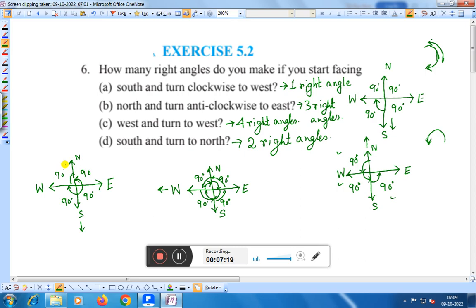That means for the question how many right angles do you make if you start facing south and turn clockwise to west, that is 1 right angle. Facing north and turn anti-clockwise to east, that is 3 right angles. West and turn to west, 4 right angles. And south and turn to north, that is 2 right angles. This is the solution of question number 6.